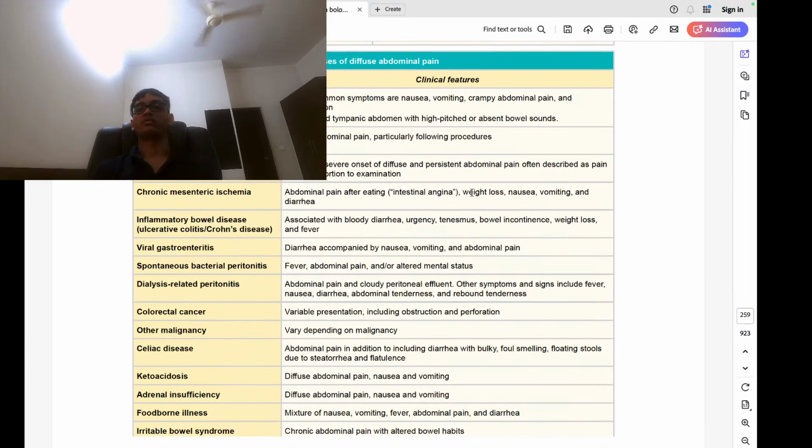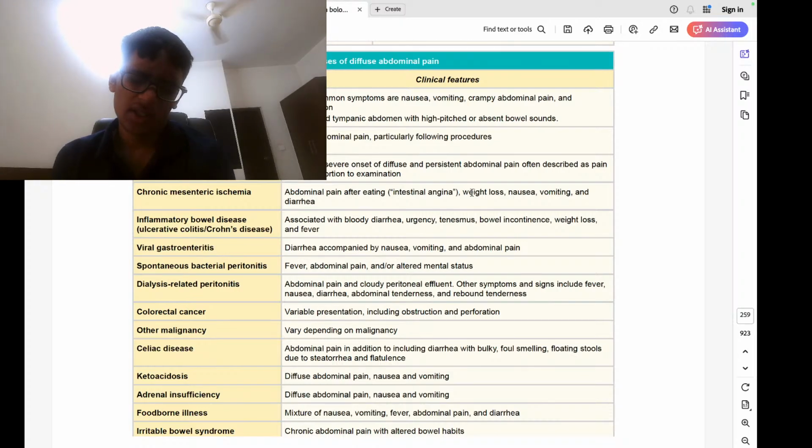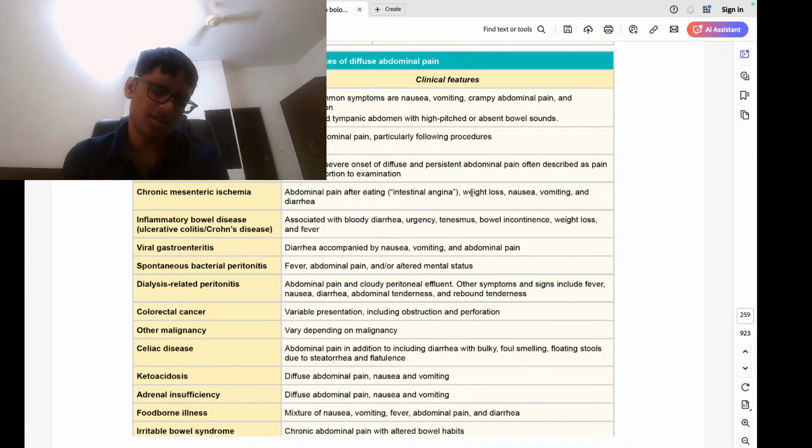Then you have, finally, diffuse abdominal pain, the entire abdomen. It has a lot of things. Again, a lot of these things you can write on your own, you can just guess on your own, and you can do it.